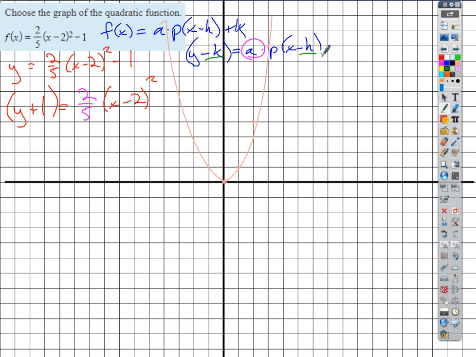So the a is going to warp the graph, and then we'll say, okay, we're just going to replace x with x minus h, which just means we're going to scoot this thing horizontally by a prescribed amount. We're just going to replace the y with y minus k, which means we're going to slide this thing vertically some amount based on k.